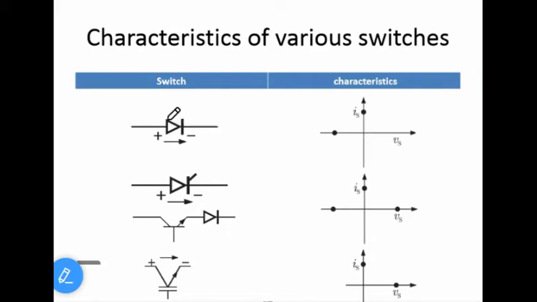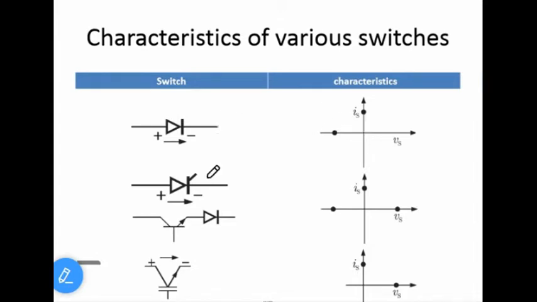Let us take the other case, when the diode is reverse biased. When the diode is reverse biased, the diode will be turned off. Irrespective of the voltage you are applying here, current will be 0. Since the current is 0, the characteristics lie on the negative x-axis. Therefore, this represents the voltage across the switch. Since the switch is in off condition, it is equal to the applied voltage and current will be 0. This is about the diode.